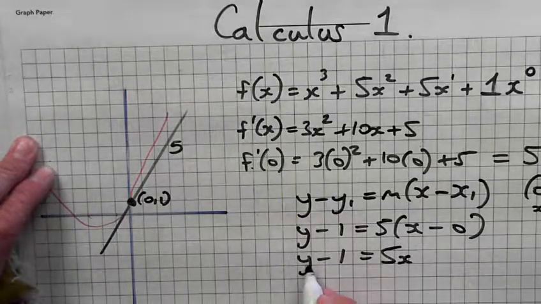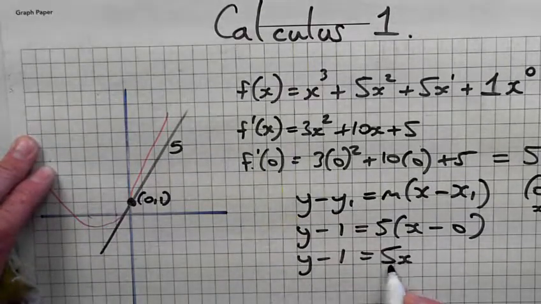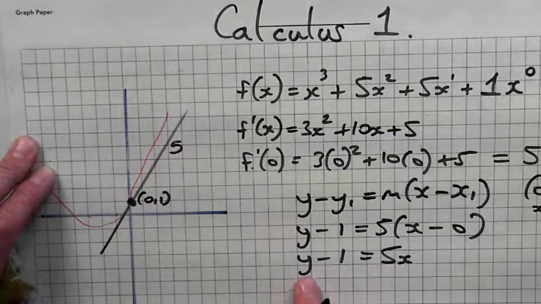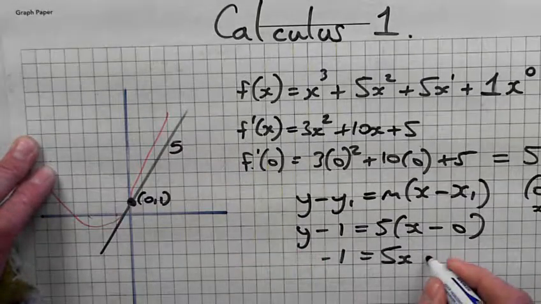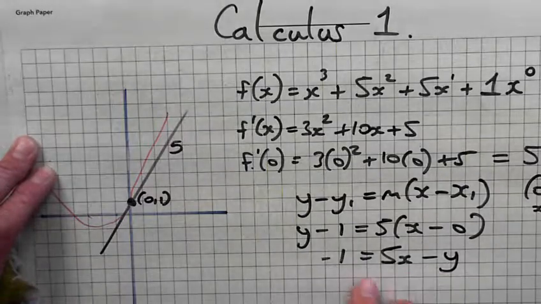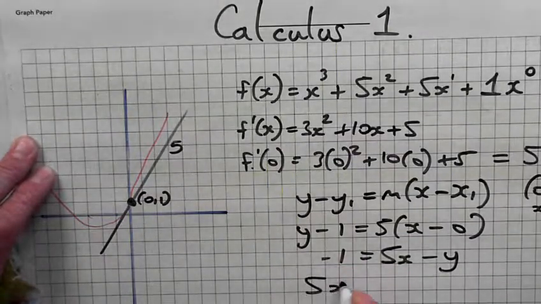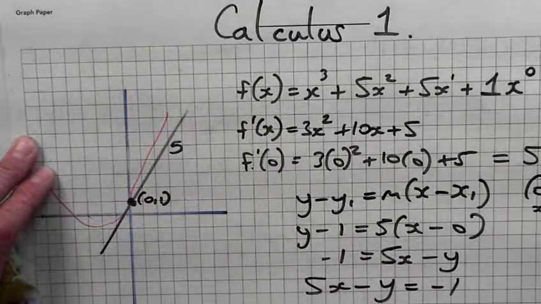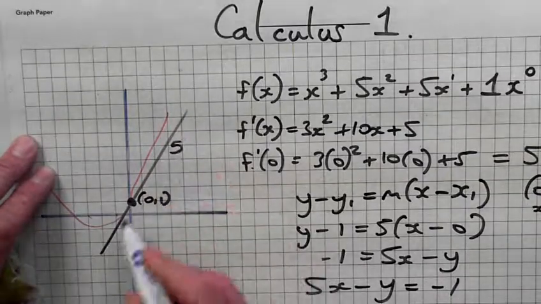I can move the y across to keep 5x positive. So if I move the y across, it becomes minus y. So I can rewrite it, 5x minus y is equal to minus 1. Right, so that's the equation of that line.